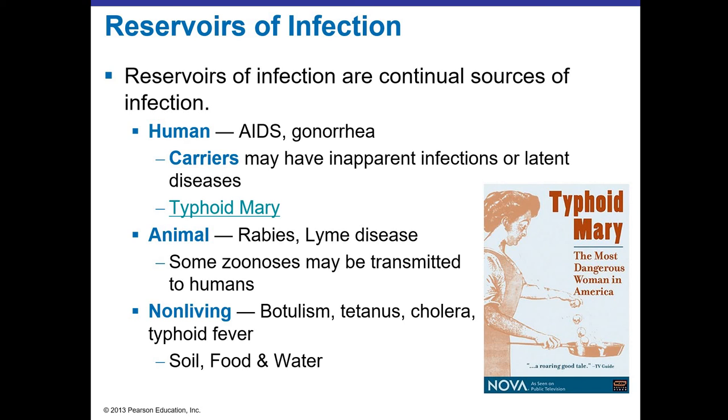We have some diseases where humans are the only reservoir. Things like AIDS and gonorrhea are examples of human-only pathogens. We also can talk about carriers in the human reservoirs. So when we looked at our stages of disease, we said that people could potentially be infectious in the convalescence phase. Carriers have inapparent infection or latent disease, but can still spread it to others.